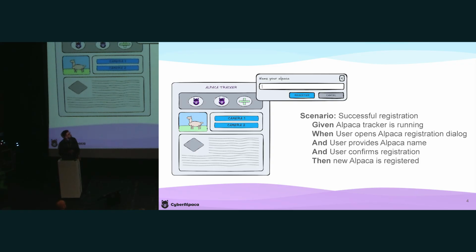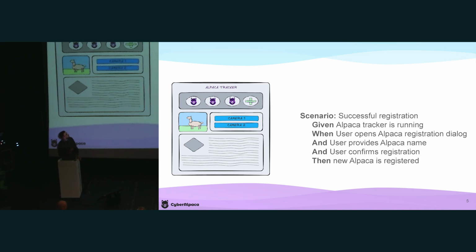The first one could look like this: successful registration. Given Alpaca tracker is running, that's our application, user opens Alpaca registration dialog, right? And this is done by, I could just show you. Can I do it? Oh, is it going to work? Nope, sorry. By clicking this plus button, I hope you can see it here, right? This should open the dialog. And then we provide Alpaca name. We confirm our registration by interacting with the register button. And after that, we should see additional Alpaca on top of the list.